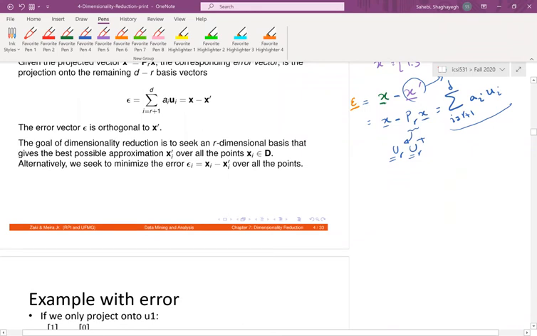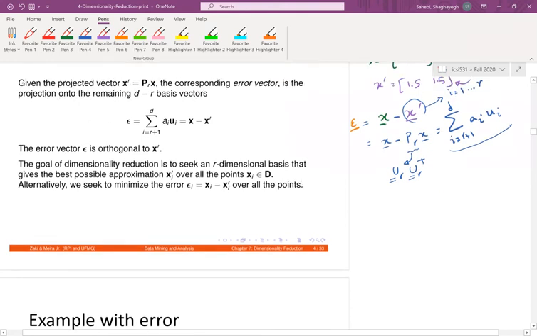So we want to find an r-dimensional basis that can give us the best approximation of x prime, so x prime is as close as possible to x for all the data points that we have in our data set. So we are trying to minimize the error for every data point that we have in our data set.